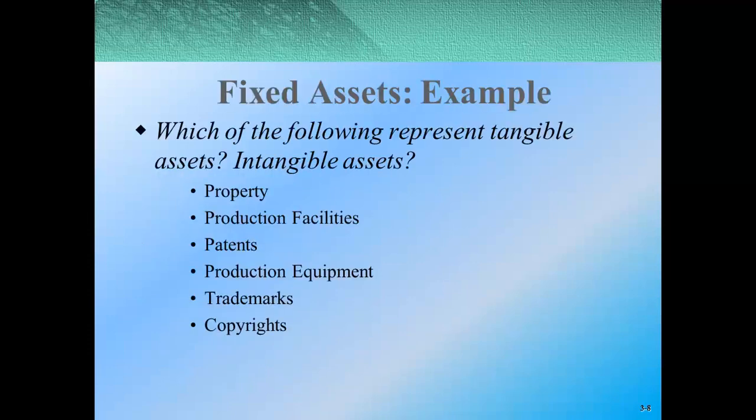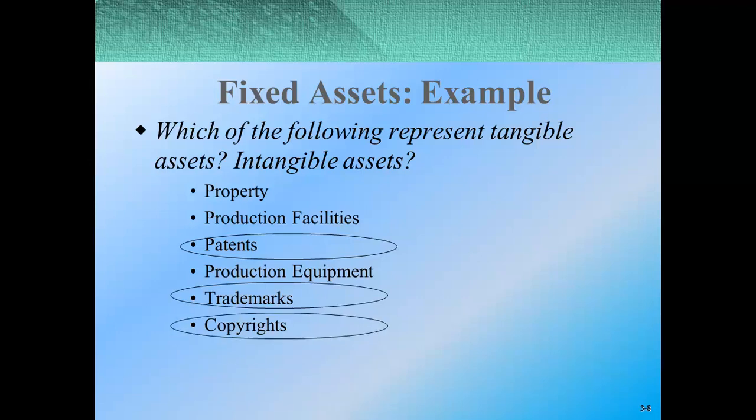Now, which of the following represent tangible assets? Well, which of these can be felt? First, property is felt. Production facilities is felt. Patents are not felt, so they are intangible. Production equipment is felt. Trademarks are not felt, so they are intangible. Copyrights are not felt, so they are intangible.